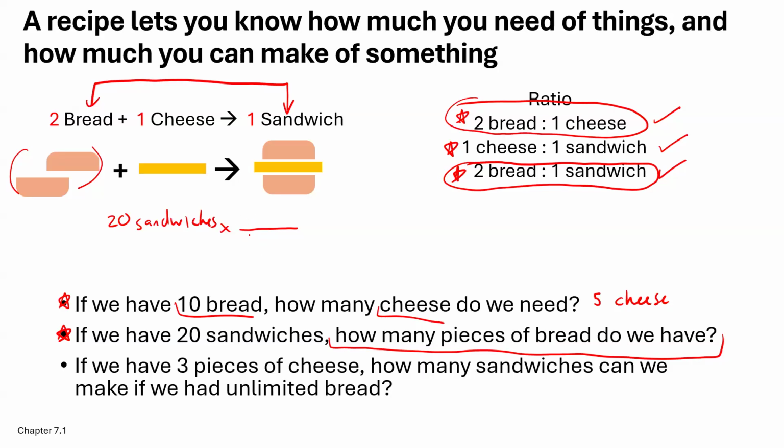All right, so we're going to put the 1 sandwich on the bottom and the 2 bread, right? Well, look what cancels out. Sandwiches cancel out, and it gives us our answer. We have 40 pieces of bread, right? So we'll say 40 bread.